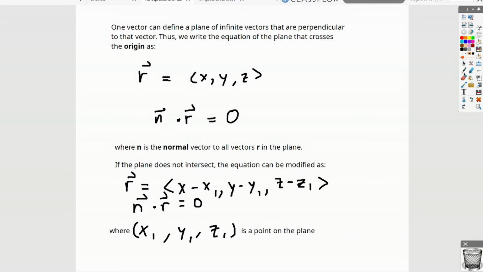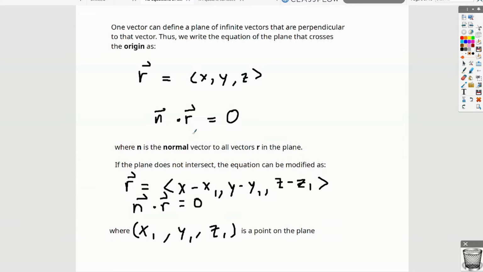It's a little bit complicated, right? This is really the shortened form of the equation. The N is your normal vector, normal to everything, and R is any vector in the plane, which is X, Y, and Z. N dot R is 0, and that is the equation of a plane that crosses the origin. Because if it doesn't cross the origin, we use something else.